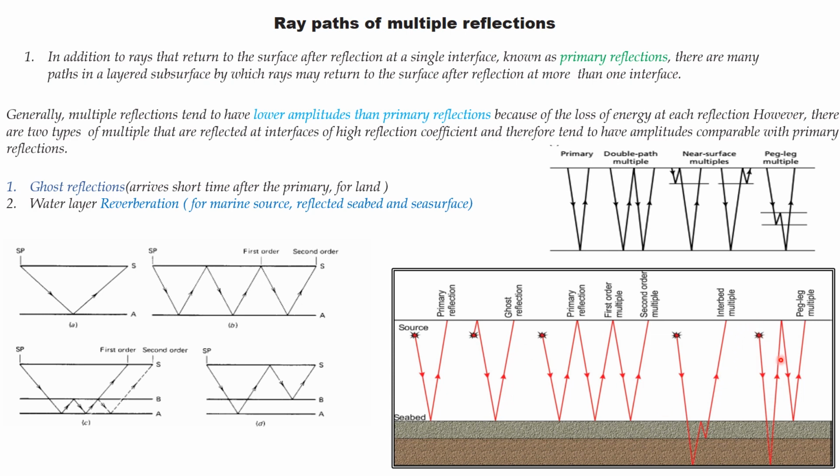Also for the peg leg multiple, this is called peg leg multiple, it is a little bit harder to detect in a section. So our objective will be to detect multiples, predict multiples, and eliminate them from a section. These are generally termed as noise, what we don't need in our section. I'm discussing what types of noise there are in seismic reflection processing.